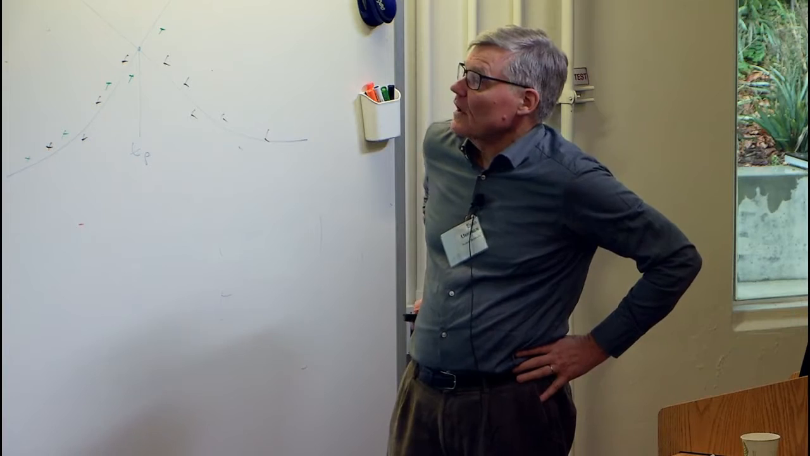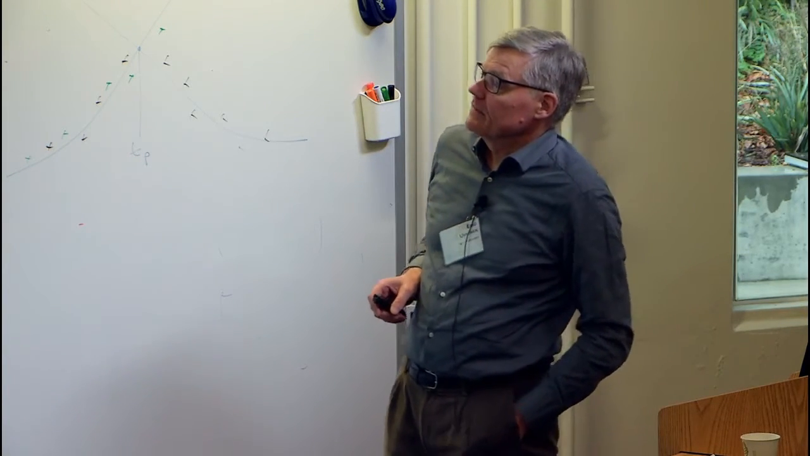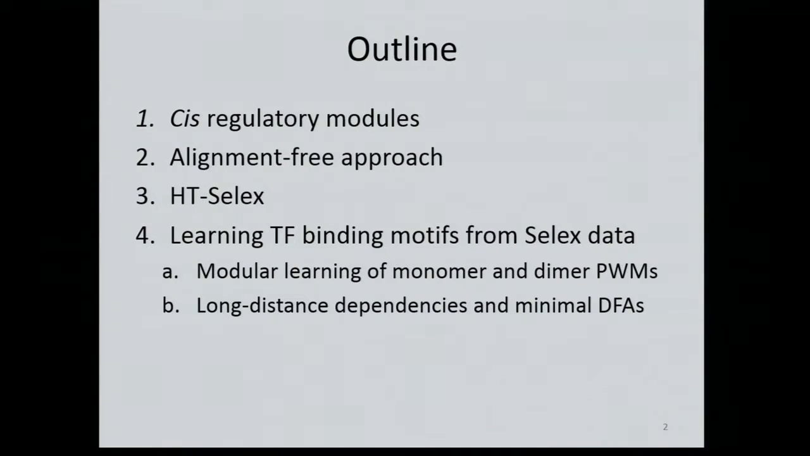The outline is simply as follows. I have something about cis-regulatory modules, an alignment-free approach for finding them, high-throughput SELEX data we have been using in my group, and then finding transcription factor binding motifs, monomeric and dimeric motifs, simultaneously from this large and rich SELEX data we have.